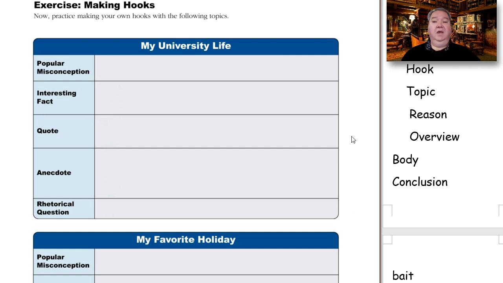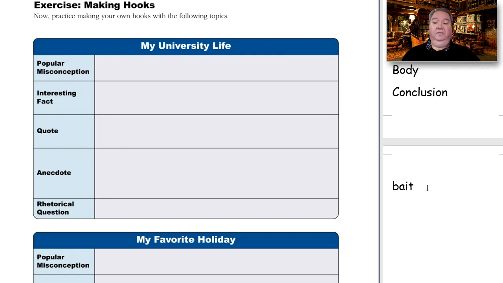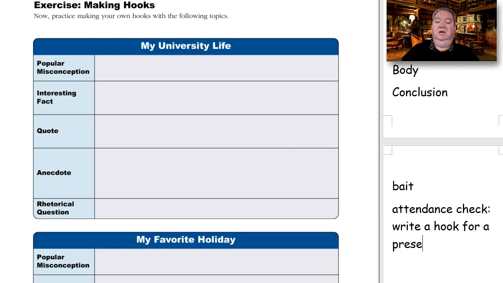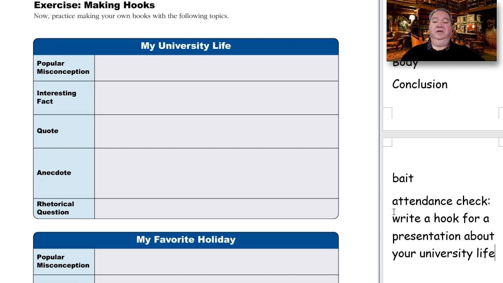And that is your attendance check for today. Okay, so your attendance check is to write a hook for a presentation about your university life. Okay? That is your attendance check today.